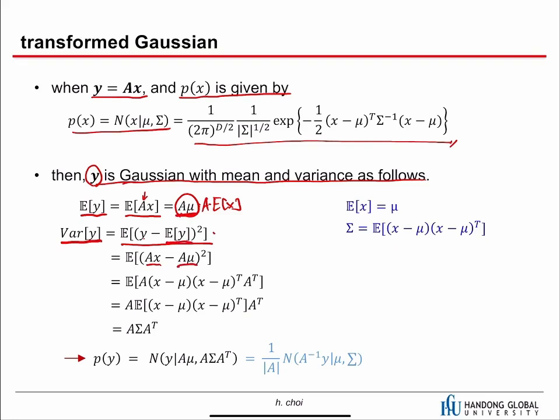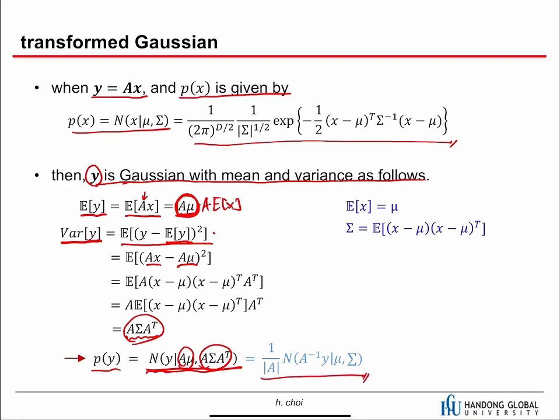So if we derive this equation, then finally we have this term. Then p of y, we already calculated this mean and variance. So p of y is defined by this one. This is the mean and this one is the covariance matrix.